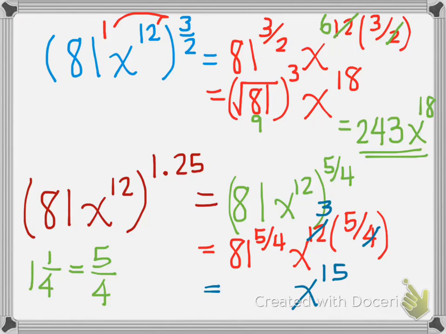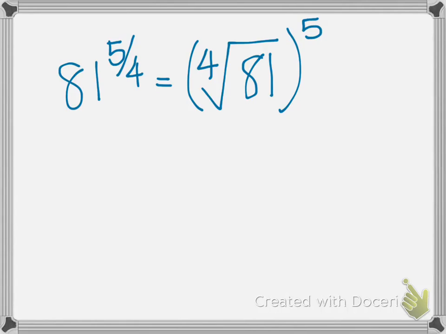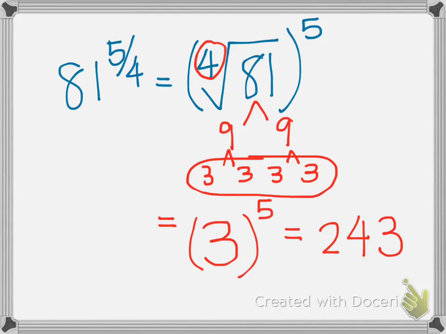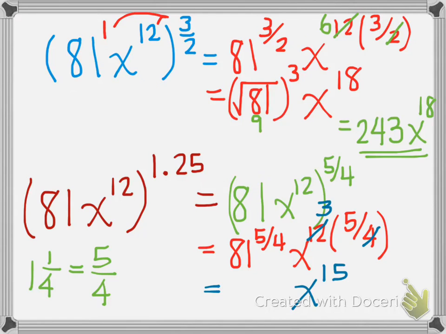So now, let me go to a new page and let's do 81 to the 5/4 power. And we'll go back. If I write this in radical form, I've got the 4th root of 81 to the 5th. Let's see if we can factor tree this. 9 and 9. And then I have quadruplets of 3. Perfect. That's exactly what I want. I have an index of 4, so that means I'm going to pull out identical 4 numbers. I have no leftovers. So this turns out to be a single outside 3 to the 5th power. 3 to the 5th power is 3 times 3 times 3 times 3 times 3, which is 243. So let's go back to our previous problem. And we now have our final answer, 243 x to the 15th.